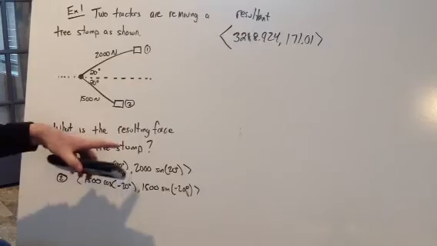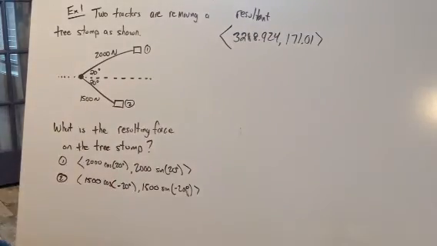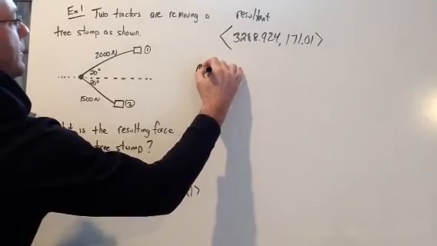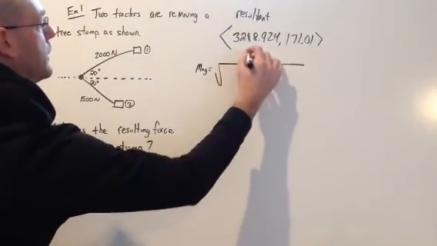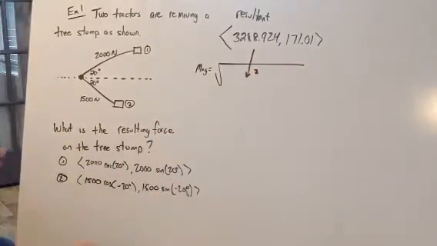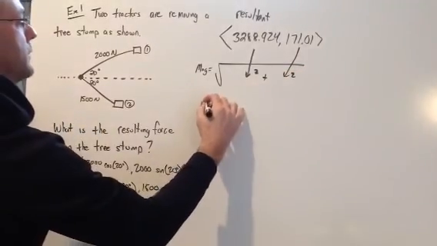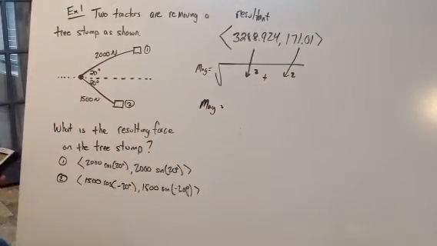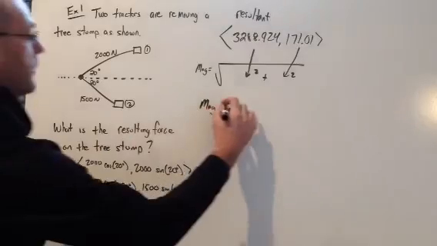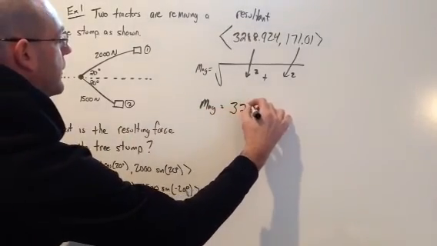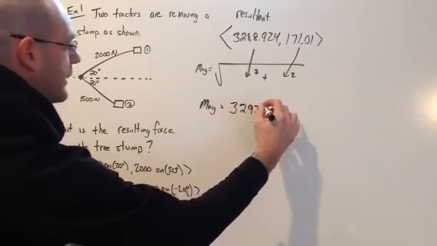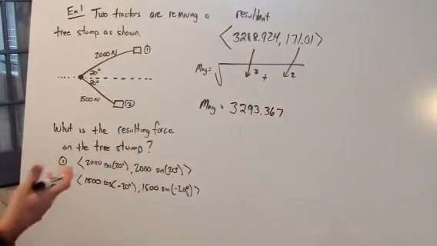If I want the magnitude of that force, that's where my magnitude equals the square root of my horizontal component squared plus my vertical component squared. And so I've got 3288.924 squared plus 171.01 squared, and the square root of that will give me 3,293.367, and it's force, and what's force measured in?